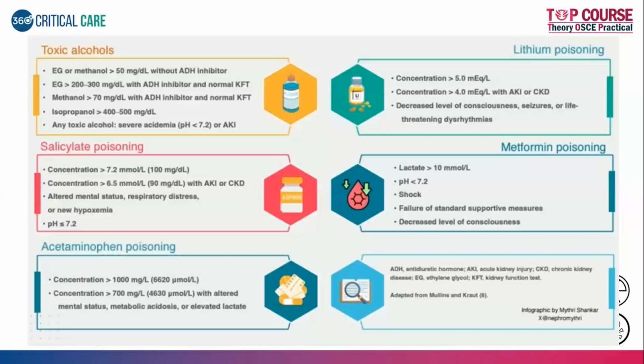Okay. So this is the last slide which tells about the indications of extracorporeal therapies for some important drugs which I have discussed, the recommended drugs. For toxic alcohol, what are the concentrations? That is especially for methanol. Second, for salicylate, what should be the concentration? And if the patient has underlying kidney disease, what should be the concentration of the salicylates? Then acetaminophen poisoning, lithium, and metformin.